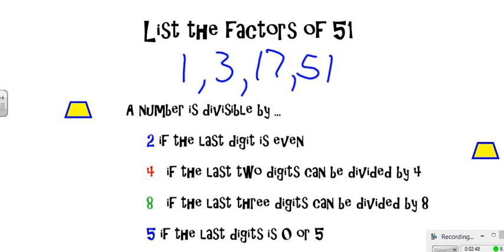A number is divisible by 4 if the last 2 digits can be divided by 4. So for example, 51: is 51 divisible by 4? The answer is no. So of course, as we already discovered, it's not divisible by 4. I could throw another number up here: 112. Last 2 digits, 1 and 2. Is that divisible by 4? The answer is yes. So 112 is divisible by 4. So we have that concept.